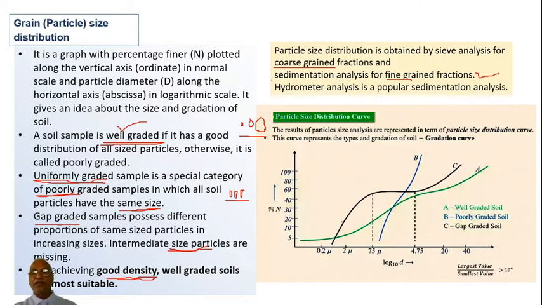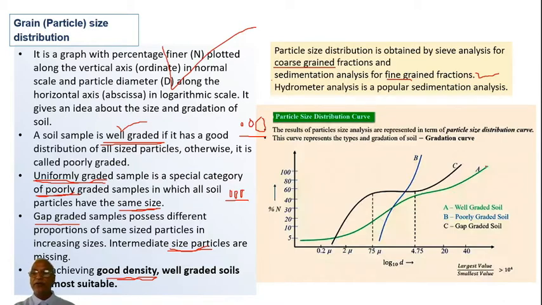Now here there are sample graphs one can understand particle size distribution. The results of particle size analysis are presented in terms of particle size distribution curve. So this is particle size distribution curve. This curve represents the type and gradation of the soil. That is what is said in this paragraph. The same thing we'll see here.